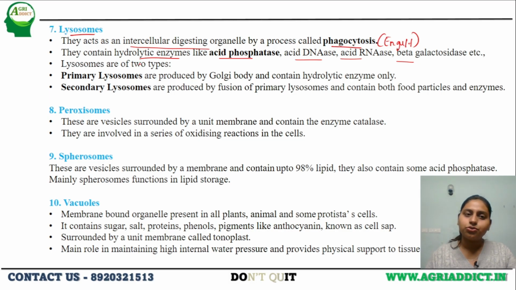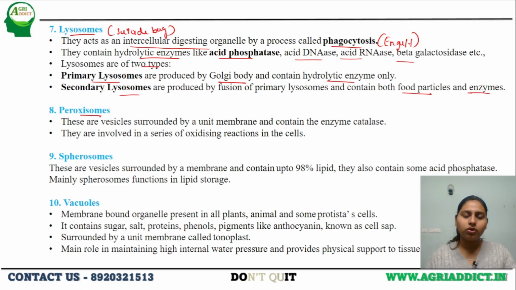These lysosomes are again of two types. One is primary lysosomes, which are synthesized and produced by the Golgi body. Primary lysosomes contain only the hydrolytic enzymes, whereas a primary lysosome gives rise to secondary lysosomes, which contain both food particles as well as the enzymes. The materials that have to be digested will be present within the secondary lysosome. Lysosomes are also called the suicide bag of the cell, because they are responsible for engulfing their own cell if it is damaged.